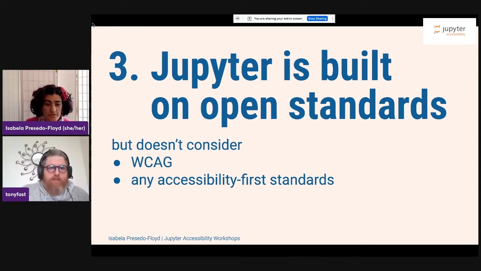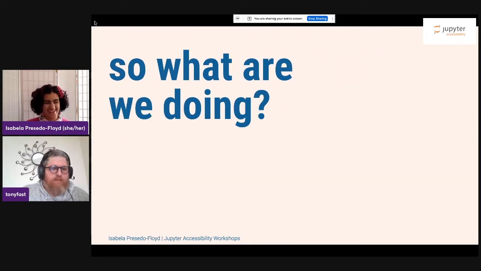And we don't, though, use any other accessibility first standards, right? Like our interfaces could be building off a UI library that considers accessibility from the start, and we don't, for example. So that's my soapbox. And for now, I'm going to say, I've told you why I think we should do this.